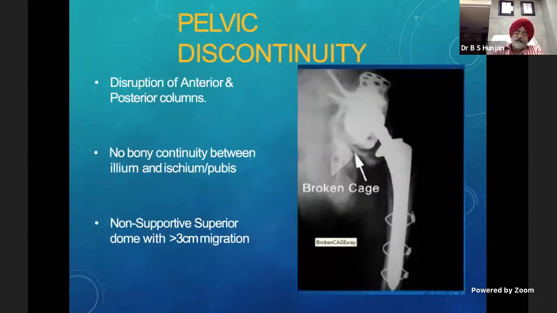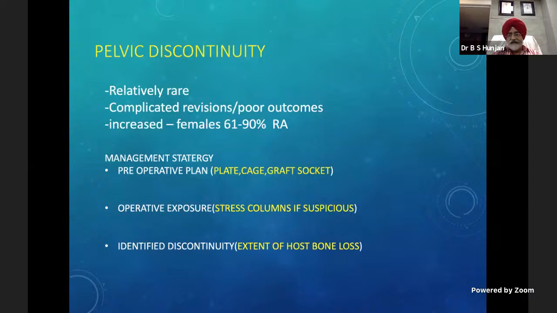Now, something about pelvic discontinuity. There is disruption of the anterior and posterior columns in pelvic discontinuity, and there is no continuity between the ilium and the ischium or the pubis. There is a non-supportive superior dome with more than 3 centimeters of migration of the cup. Pelvic discontinuity is relatively rare.